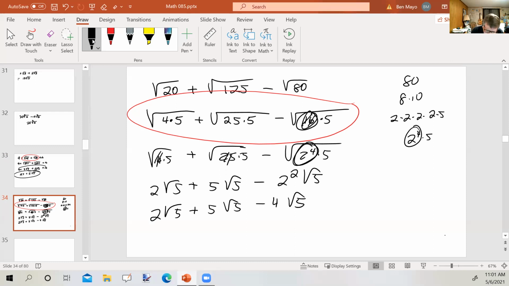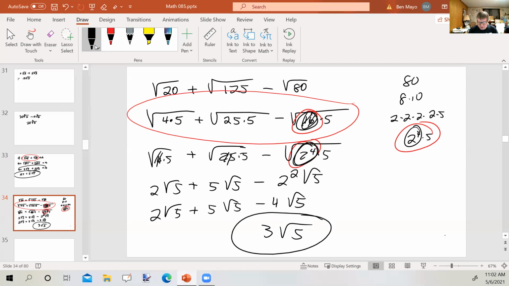My point is, either way, either taking the square root of 16 or the square root of 2 to the 4th, if you can see the 16 at the beginning, you'd use it. It'd be easier. If you can't, breaking it down, you get the same result. 2 of something plus 5 of something is 7 of something. 7 of something minus 4 of something is 3 of something. The something being the square root of 5. So our final simplification is 3 square roots of 5. So in this case, all 3 terms ended up being like radicals.